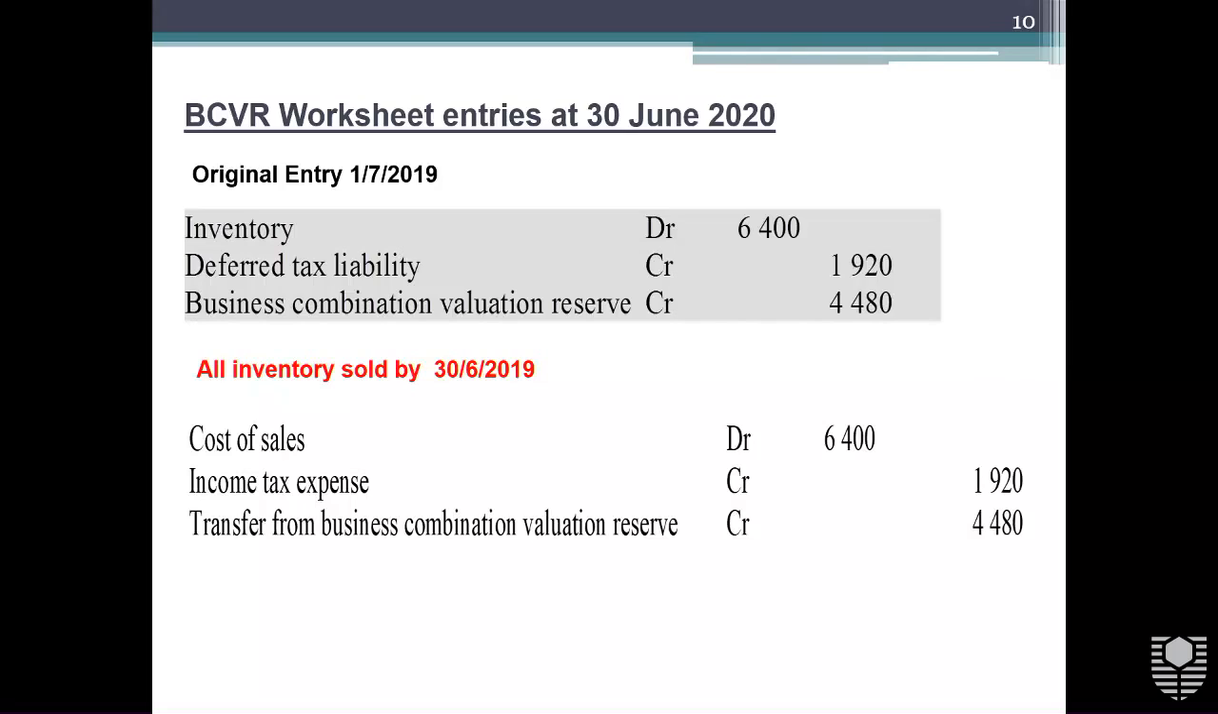So this was the original entry in the worksheet. We don't have to do that in the second year, it's already done. Right, we're doing a new worksheet this year. Now this is what we would be doing at 30th of June 2020. All right, so I'm just showing you as we're going through this what we originally did. Now it's a new time. We have to do it again because it has to be redone every year. So we don't do both, we just do this one at 2020.